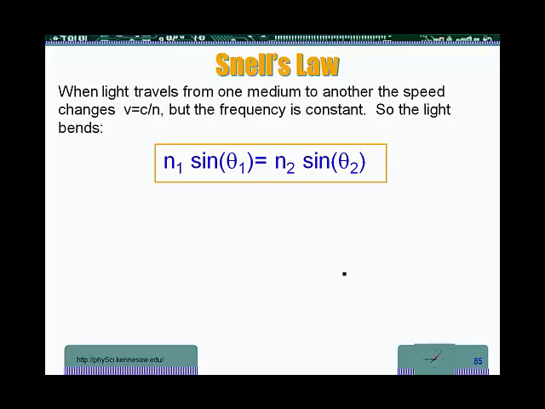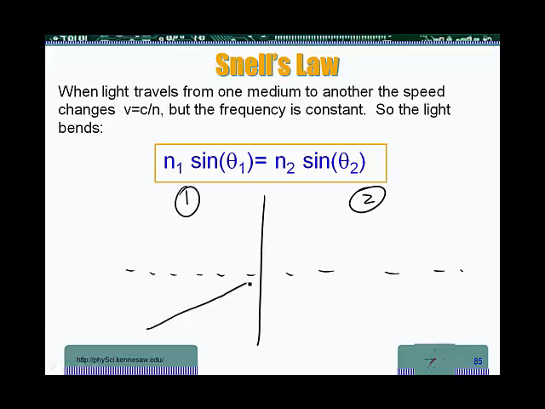Now, one nice thing about when light refracts from one medium to another, the law that governs how it behaves is a very simple expression. n1 sine of theta 1 is equal to n2 sine of theta 2. Let's explain what these symbols mean. So if I'm in medium 1 and light is going to medium 2, we draw the perpendicular to the interface.